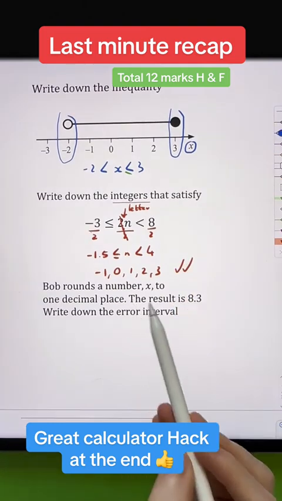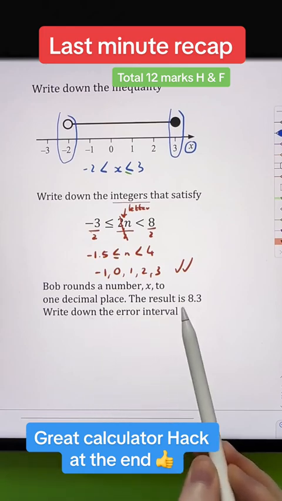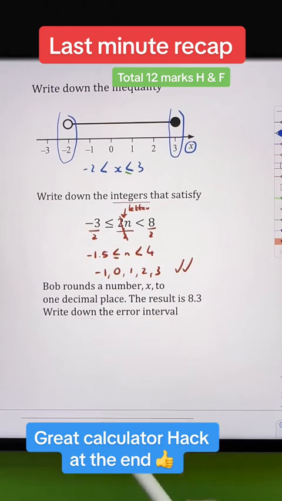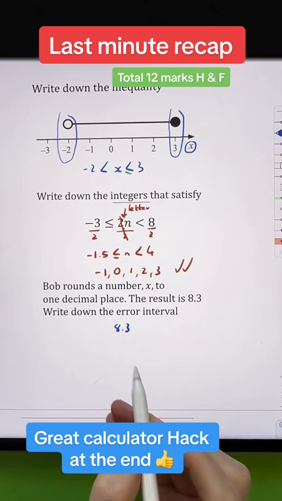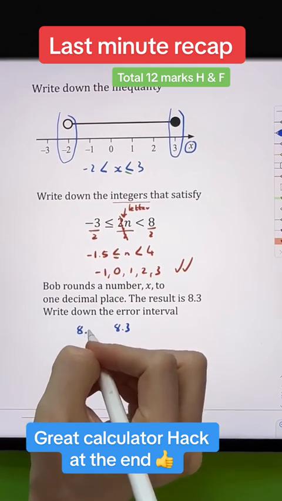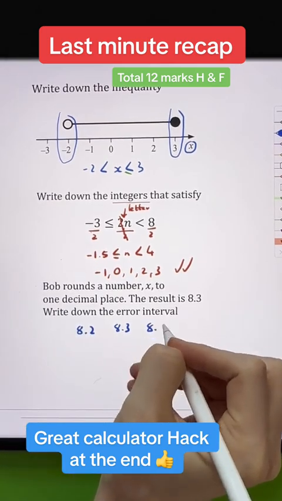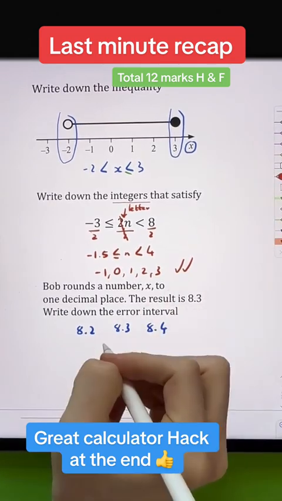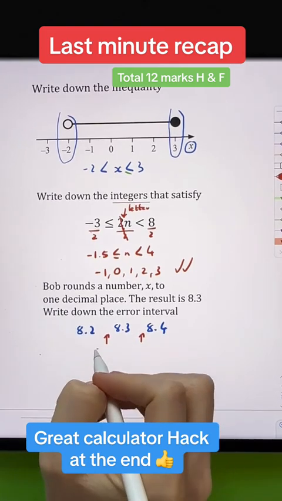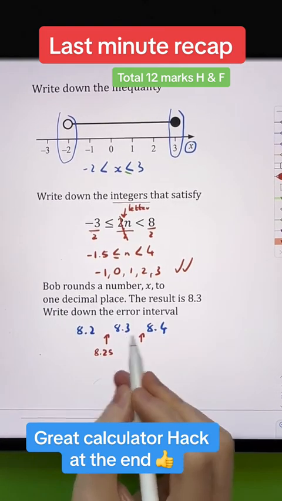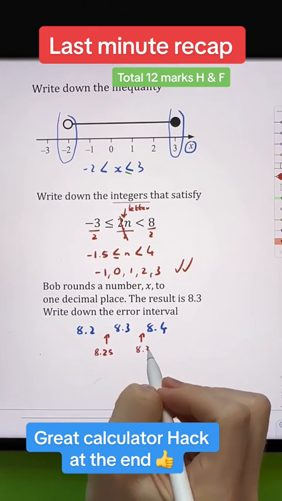Bob rounds a number x to 1 decimal place. The result is 8.3. Write down the error interval. Well, if the number was 8.3, rounded to 1 decimal point, the one before 8.3 to 1 decimal point would be 8.2, and the one after would be 8.4. The error interval is always in between. What's in between 8.2 and 8.3 would be 8.25. What's in between 8.3 and 8.4 would be 8.35.